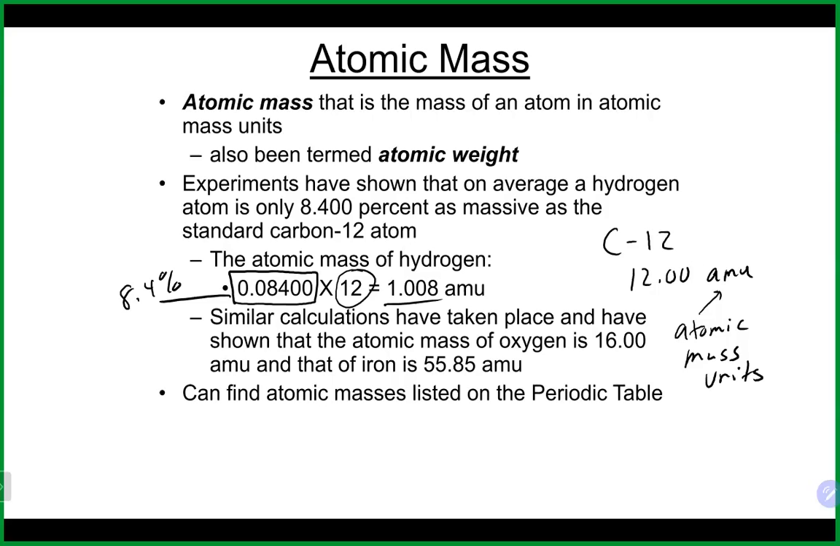Now, you could look at oxygen, which is 16, or iron, which is 55.85. When we pull a number off the periodic table, we typically go to 4 significant figures. Depending on the periodic table you're looking at, you may have more or fewer numbers written there, but typically, 4 significant figures is what you go with.